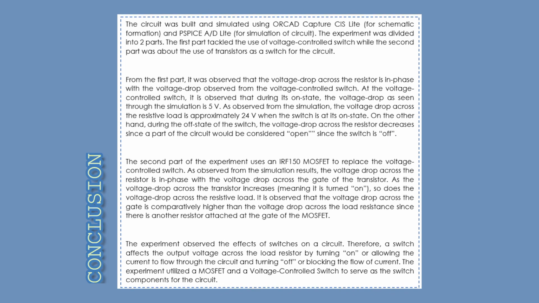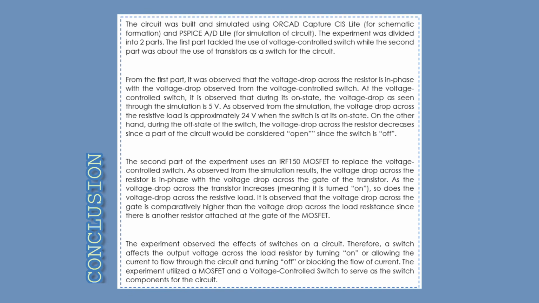The second part of the experiment uses an IRF-150 MOSFET to replace the voltage-controlled switch. As observed from the simulation results, the voltage drop across the resistor is in phase with the voltage drop across the gate of the transistor. As the voltage drop across the transistor increases, meaning it is turned on, so does the voltage drop across the resistive load. It is observed that the voltage drop across the gate is comparatively higher than the voltage drop across the load resistance since there is another resistor attached at the gate of the MOSFET.